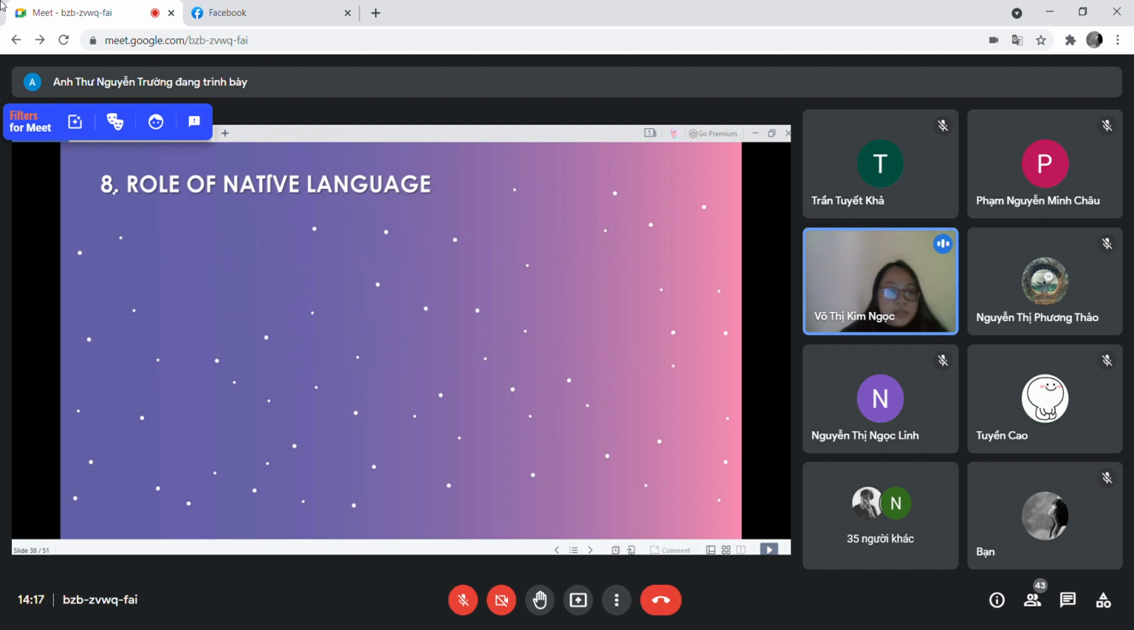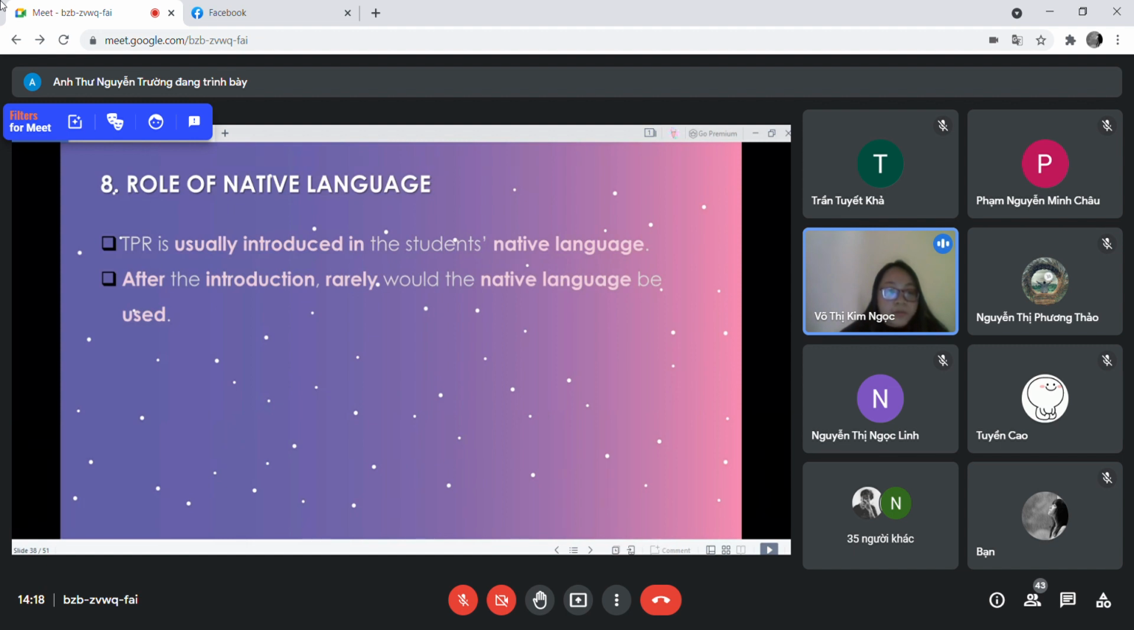So let's go on to the next part. The role of the student's native language. In our demonstration, at first, the teacher used Vietnamese to introduce to the students the method that she is going to use to teach them, TPR. So TPR is usually introduced in the student's native language. After that, the native language would be rarely used, and the meaning is made clear through body movements.